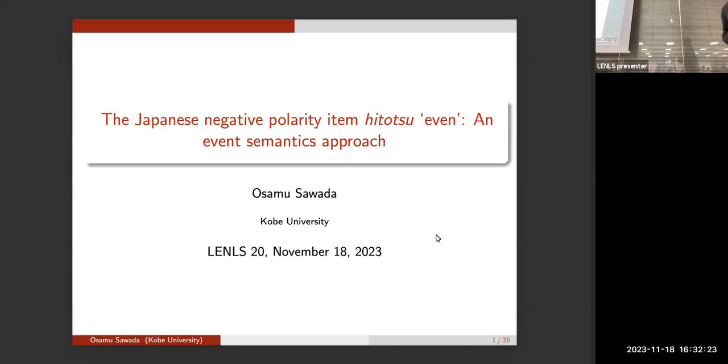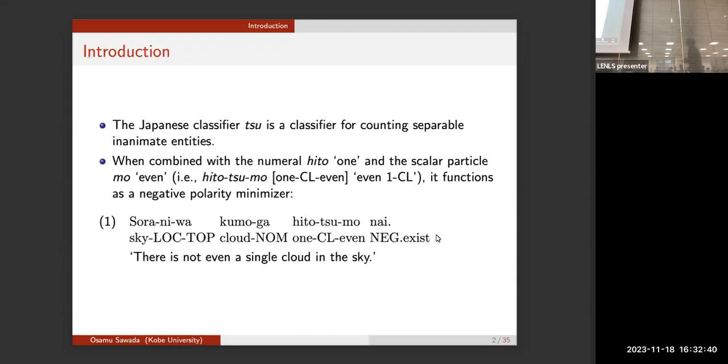Thank you. In this talk, I will talk about the Japanese negative polarity item hitotsu, which can be interpreted as "even", and I will think about this from the perspective of event semantics. The Japanese classifier tsu is a classifier for counting separate inanimate entities like cookies or chocolate, hitotsu. When combined with the numeral hito, one, and the scalar particle mo, which means "even", it can function as a negative polarity minimizer, as shown in (1).